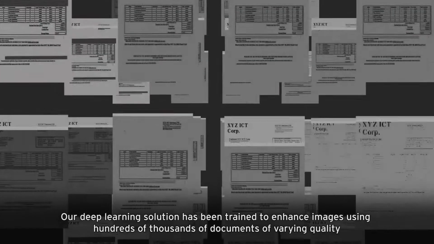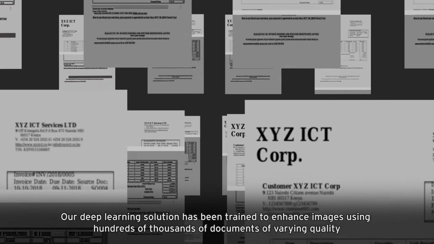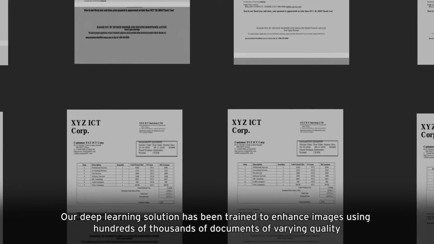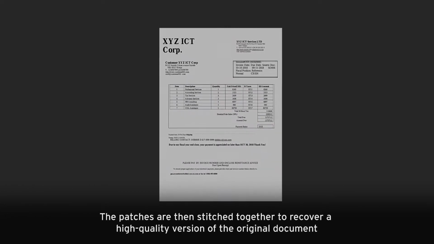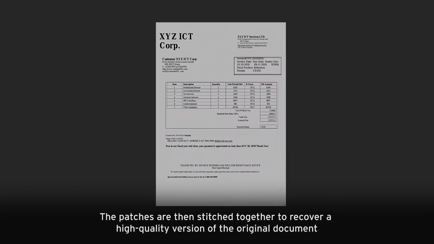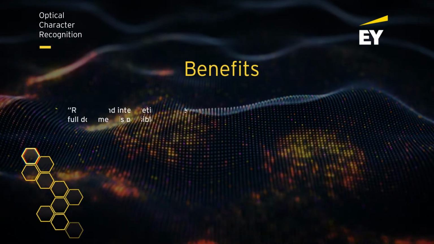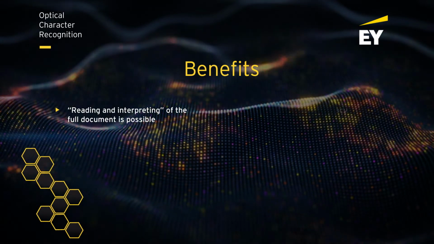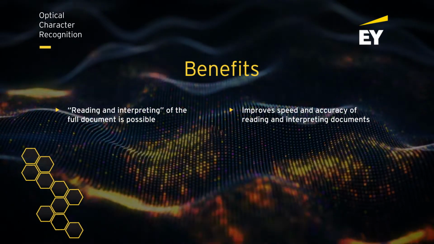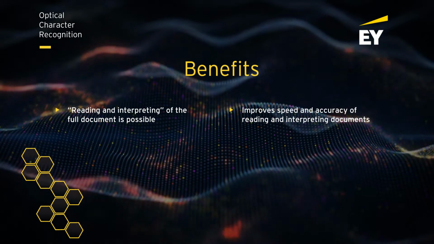Our deep learning solution has been trained to enhance images using hundreds of thousands of documents of varying quality. The patches are then stitched together to recover a high-quality version of the original document. Benefits. Reading and interpreting of the full document is possible. Improves speed and accuracy of reading and interpreting documents.